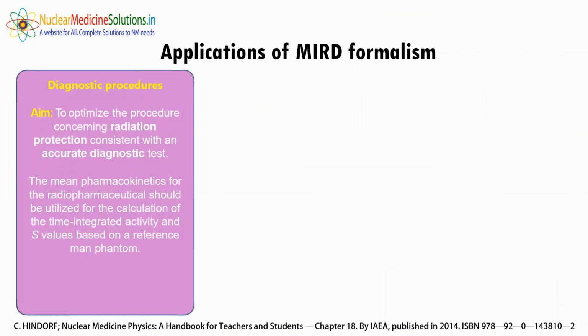For diagnostic procedures, the aim is to optimize the procedure concerning radiation protection consistent with an accurate diagnostic test. It means the mean pharmacokinetics for radiopharmaceuticals should be utilized for the calculation of time integrated activity and S value based on reference man phantoms, because the amount of radiation used in diagnostic nuclear medicine is very low. So if there are errors in the calculations, this can be easily avoided.